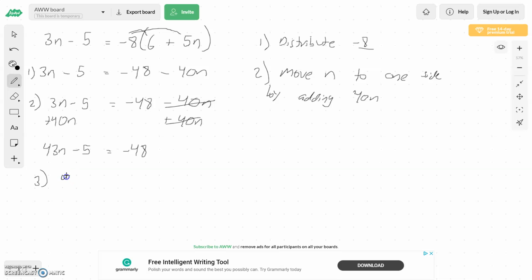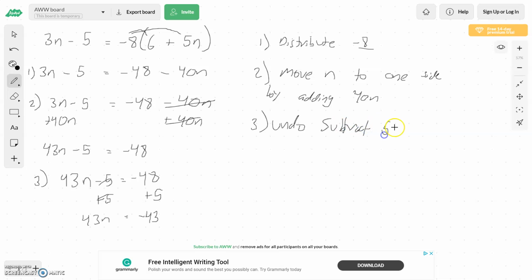Step 3, this is actually turned into a two-step equation now. Our old familiar friend two-step equation, we need to undo the subtraction first by adding. -5 and the +5 cancel, so that means that 43n is equal to -48 plus 5, which is -43. All right, so my third step here was to undo subtract 5 by add 5. I'm going to scooch this down a smidge.